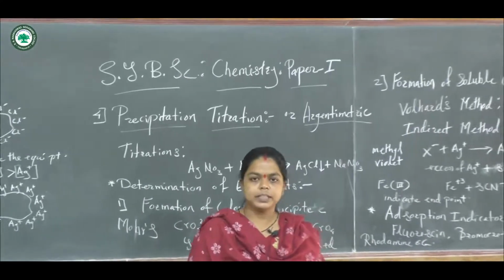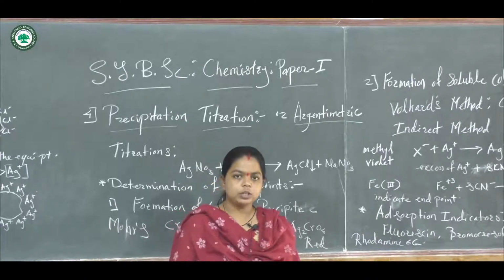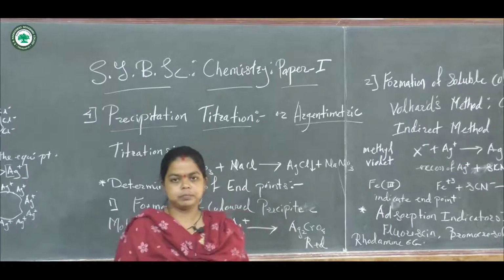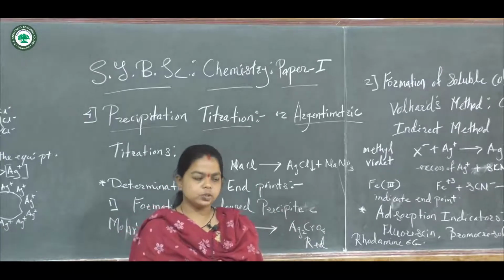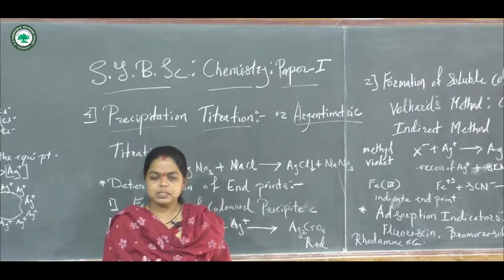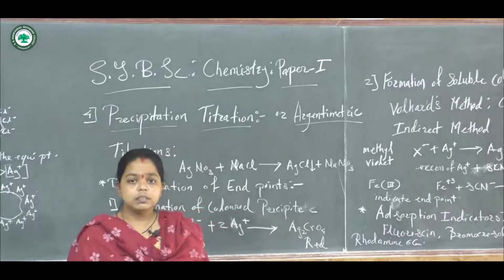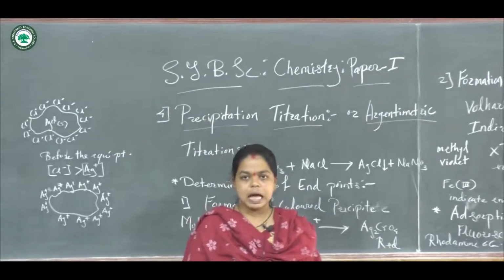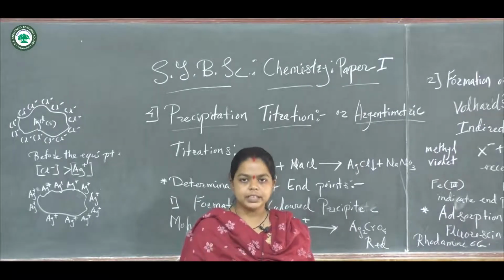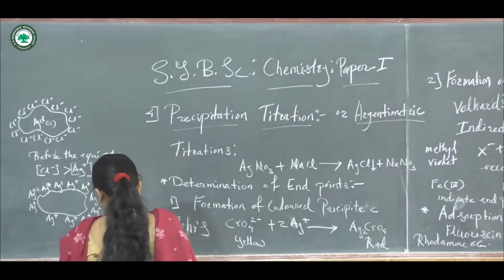So before the end point, when the precipitate is generated during the titration, chloride ions will get adsorbed on that precipitate. And after the end point, the silver ions, that is Ag plus ions, will get adsorbed on the AgCl precipitate. So it is shown here.